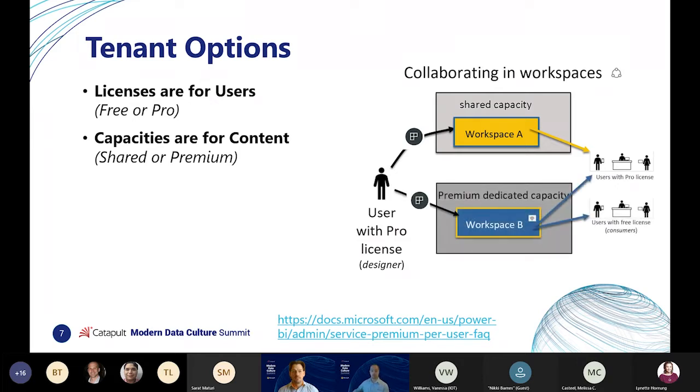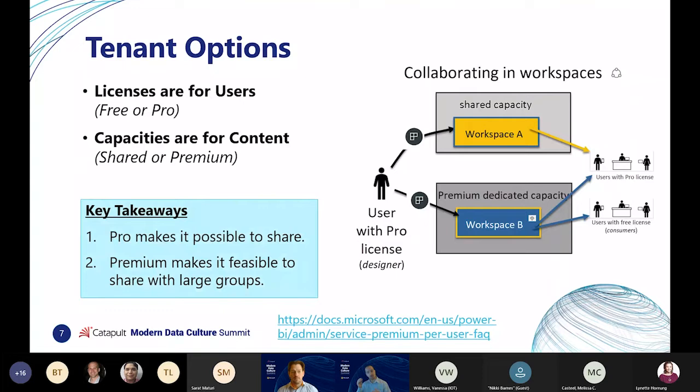Now, if you do have Power BI Premium, also known as a dedicated capacity, then a Pro user can also publish into that capacity, and then that content can be consumed by both free and Pro users. So the differing options between the free and Pro licenses and then the shared or Premium capacities, as you can see, does have an effect on how content can be consumed. The key takeaways here are that Power BI Pro licenses make it possible to share with other people, but Premium makes it feasible, especially for large groups and really large scale distribution.